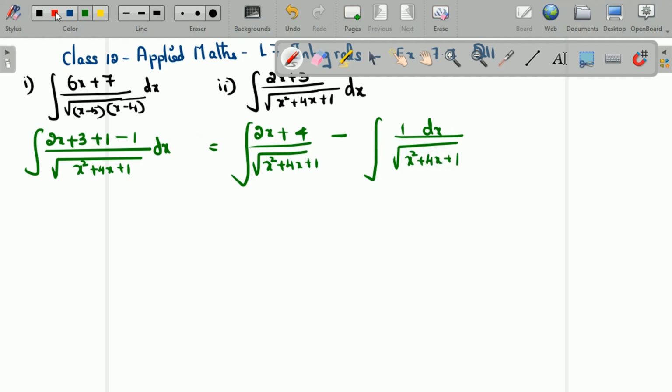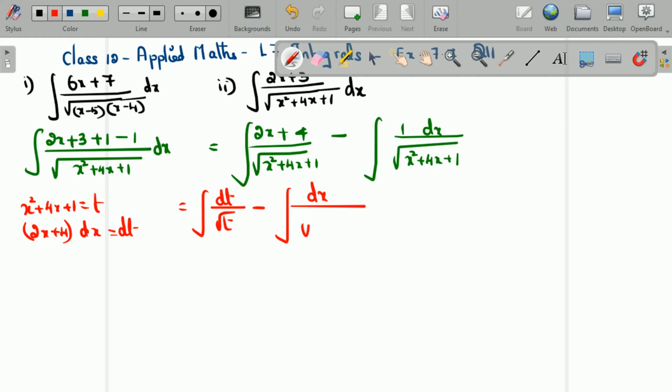In this part I'm going to put the denominator as t. So x squared plus 4x plus 1 is equal to t, which means (2x plus 4) dx is equal to dt. So the first integration will become integral dt divided by root t, minus integral of dx divided by root of, here I'm going to do the completion of square. So x square plus 4x plus 4 will be a complete square. So I'm going to put a plus 1, then there is a minus 4. So this will become x square plus 4x plus 4. The plus 1 I'm adding to the minus 4, so this will become minus 3.